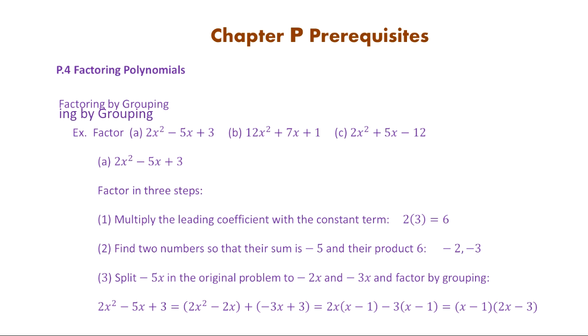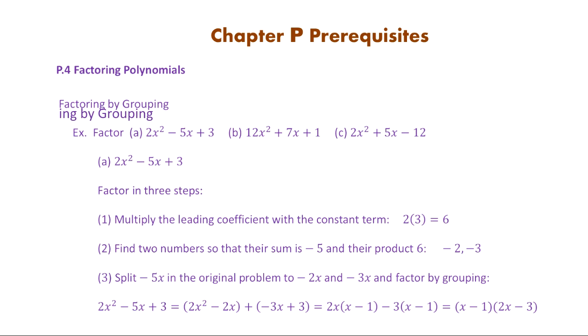If you look at those two groups, they have a common factor of x minus 1 that can be taken out, and then what is left is just 2x minus 3. So the final answer is x minus 1 times 2x minus 3. So that's a different method, all right? 3 steps. Any questions?